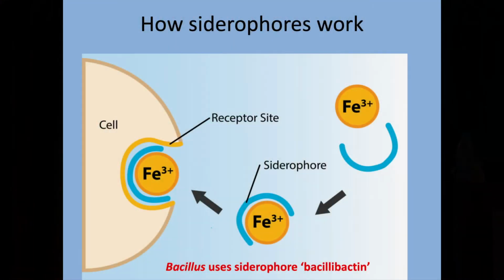Siderophores, okay, how do they work? There's a special molecule here that microbes produce, this little blue thing here, that's the siderophore. They put that out, it attaches to an iron, for example, and then it will carry that back and get into the receptor, and then the microbe will absorb it in.